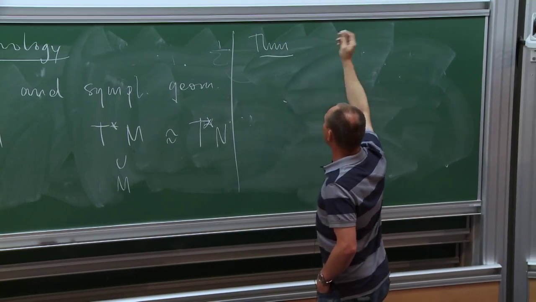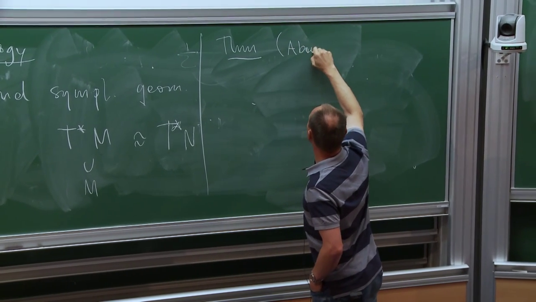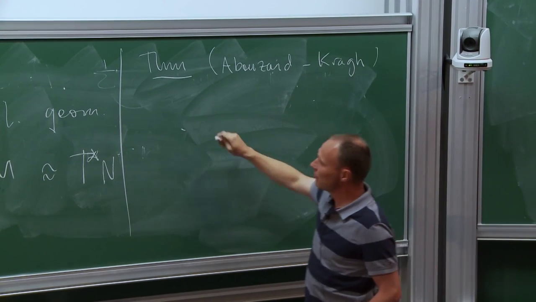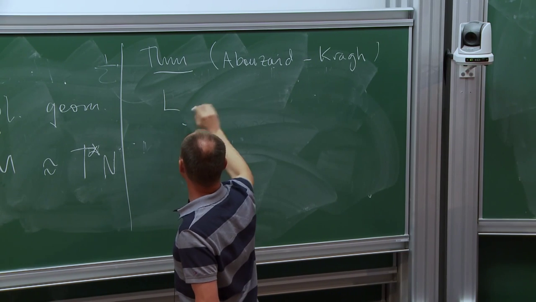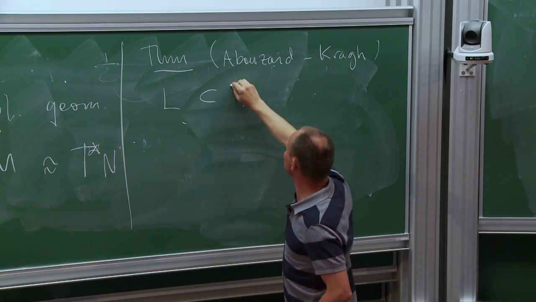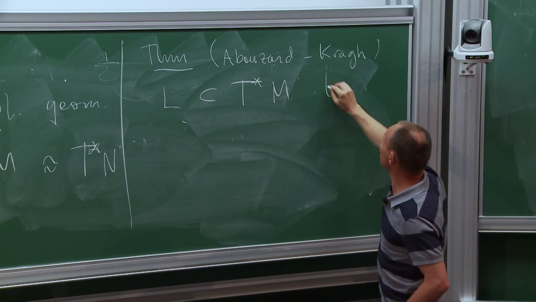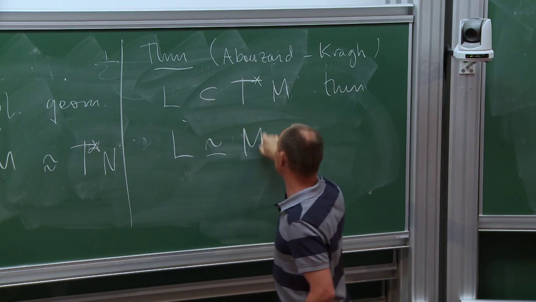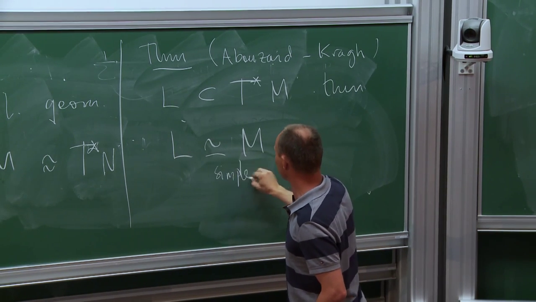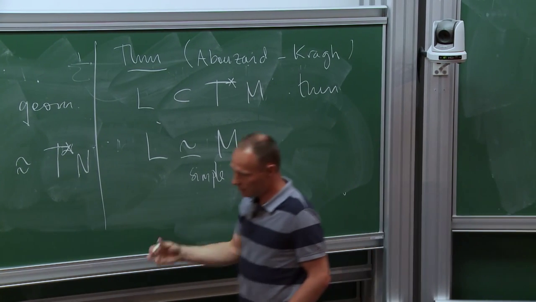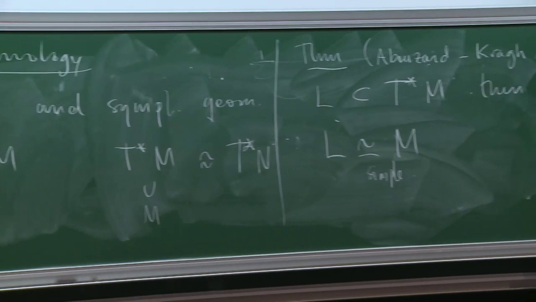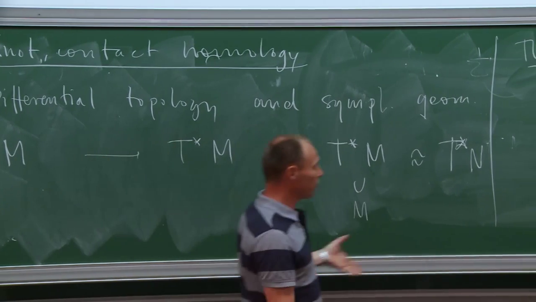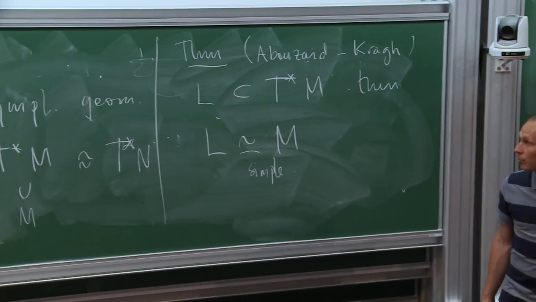which has some history, but somehow this full version is due to Abouzaid and Kragh. It says that if L is an exact Lagrangian submanifold in T star M, then there is a simple homotopy equivalence between L and the zero section. So in fact, the homotopy type of the zero section is remembered by the symplectic topology. And this proof goes via Floer homology with local coefficients.